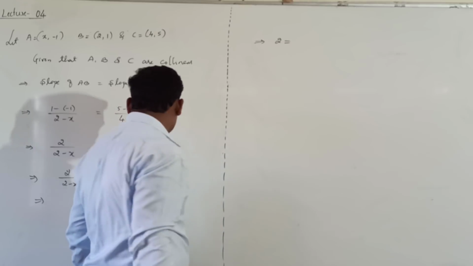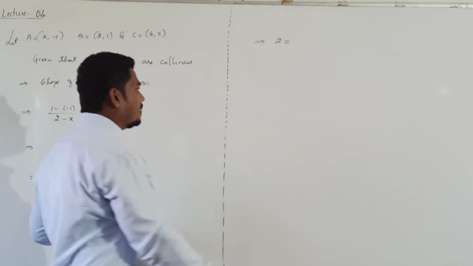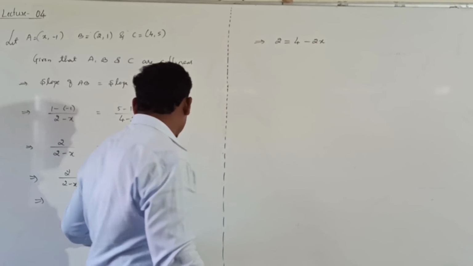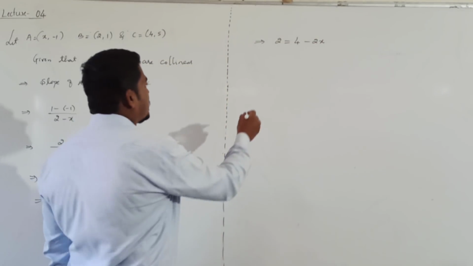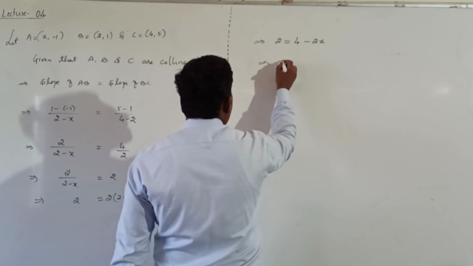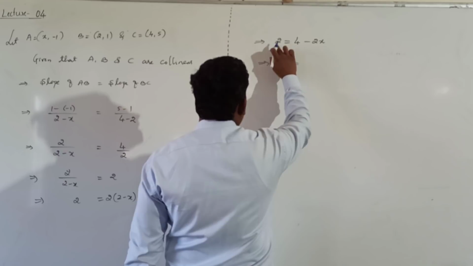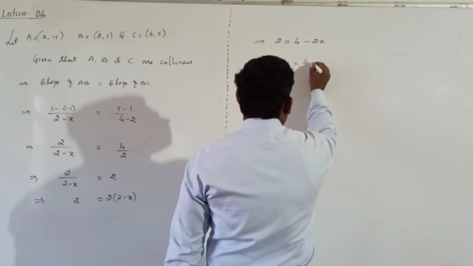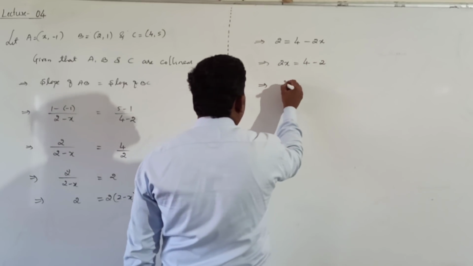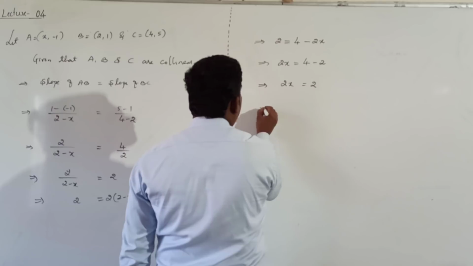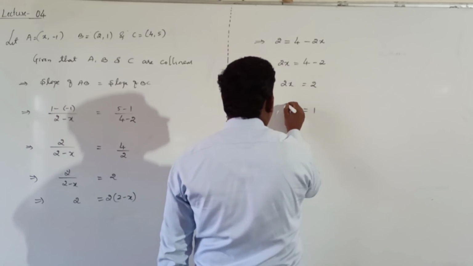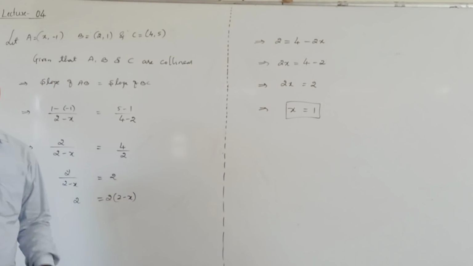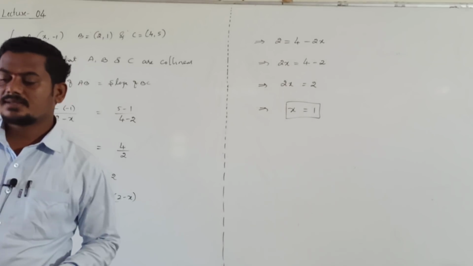2 is equal to 2 into 2 is 4, 4 minus 2x, usual multiplication here. Then just rearrangement: take minus 2x to the LHS, it becomes plus 2x, and send plus 2 to the RHS, it becomes minus 2. Then 4 minus 2 implies 2x equal to 2 only, then x equals 1. It is also one of the very important 3 mark questions. If 3 points are collinear, then find the value of x.